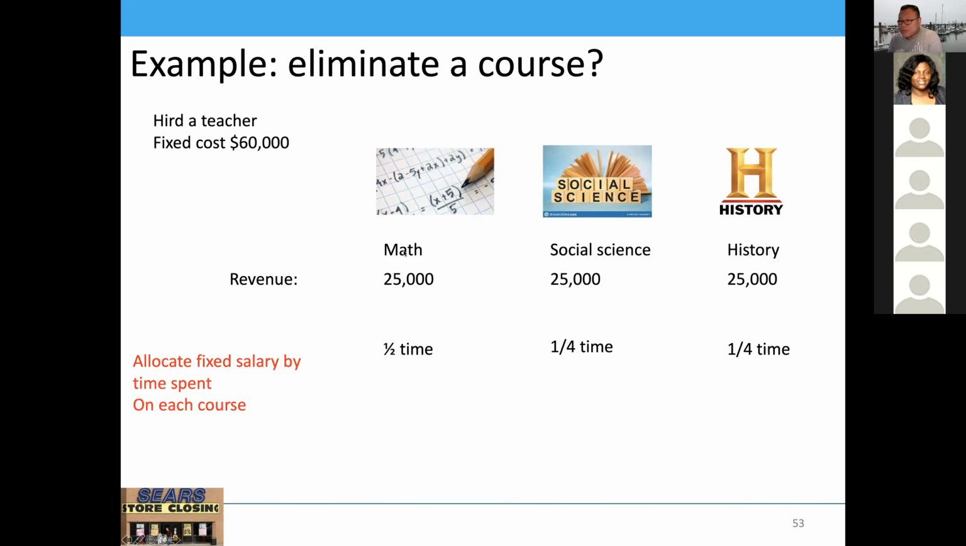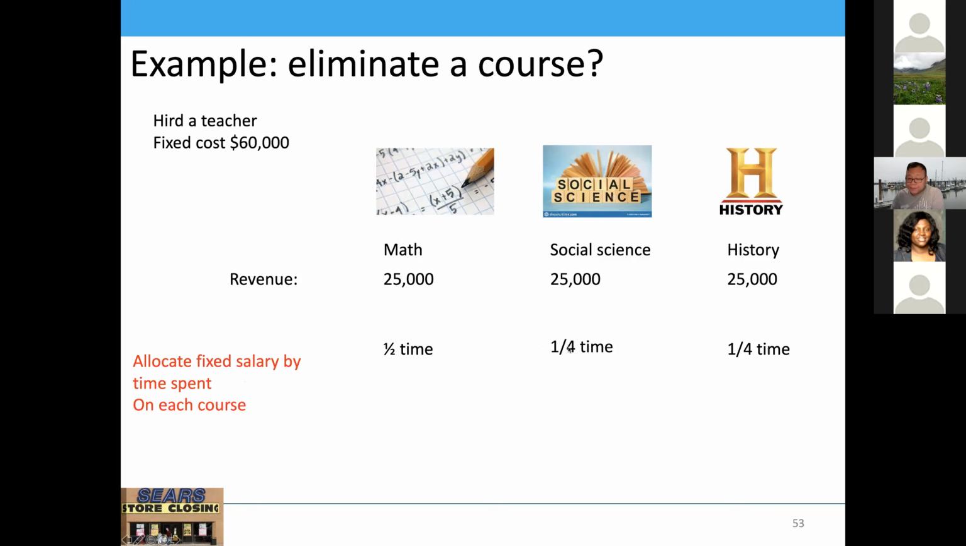We know math is really hard for most students, and the teacher spends half of her time teaching this course, and splits the other half, one quarter each for social science and history. These are relatively intuitive, easier to teach. So the total fixed cost is 60,000, and I'm going to allocate it based on the time the teacher spent on the course. Can anyone tell me what the allocation of the fixed cost to each course is? It's pretty straightforward. Kate. 30,000 for math and 15,000 for social science and history each.